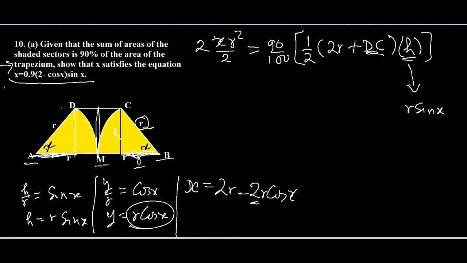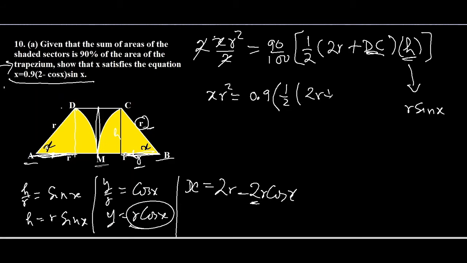Why 2? Because there are two lengths. Alright? So let's substitute everything here now. This 2 and this 2 will get cancelled out. So we'll be left with x r squared. 90 over 100 will be 0.9.